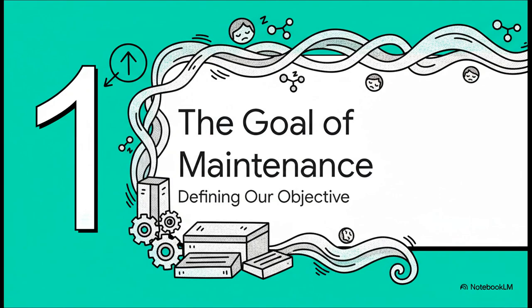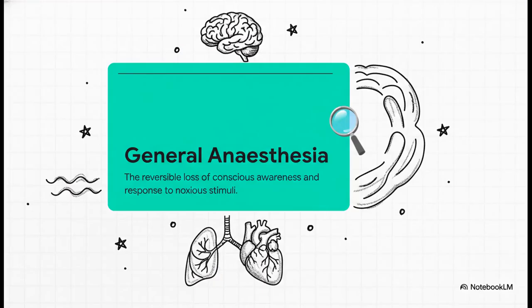So, first things first, before we get into all the cool pharmacology and physiology, we've got to be crystal clear on the what. What is our number one objective during this maintenance phase? This definition right here is everything. We are creating this profound, controlled state where the patient is totally unaware and doesn't react to pain. But honestly, the most important word on this whole slide is reversible.